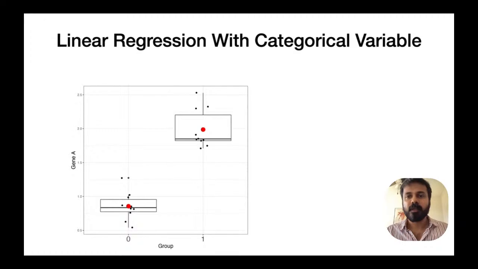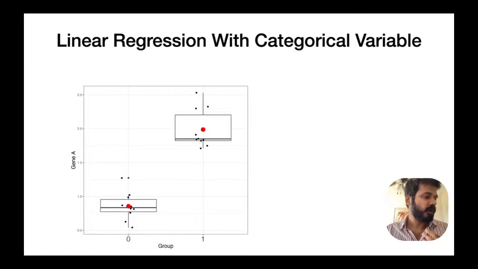Here we have a box plot that shows you the expression in group zero and the expression in group one. And by eye, we can tell that there's a pretty big difference. If this were treatment versus control, just by eye, it would suggest that your treatment is having some kind of effect on the expression of gene A. On this plot, you also see two red circles, and the two red circles represent the means of these two groups.